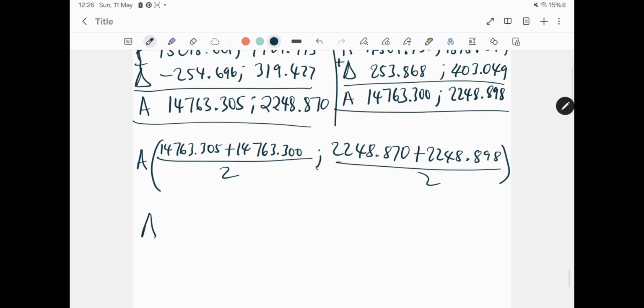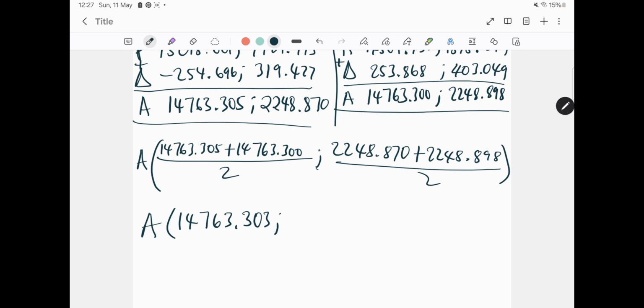Since they're different, you find their averages. So it's gonna be 14,763,305 plus 14,763,300 over 2. So we're getting 14,763,303.